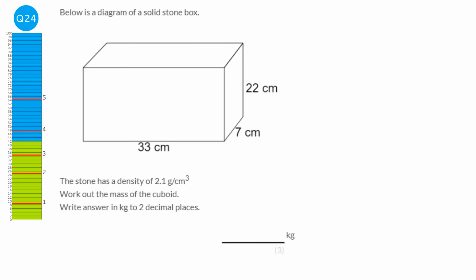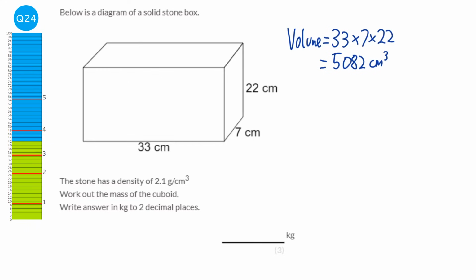To work out the mass, we will need to find the density and the volume. Density is given to us in the question, but volume isn't, so we need to work out what the volume of this cuboid is. So the volume is just 33 times 7 times 22. So that would be 5,082, and that would be centimetres cubed.